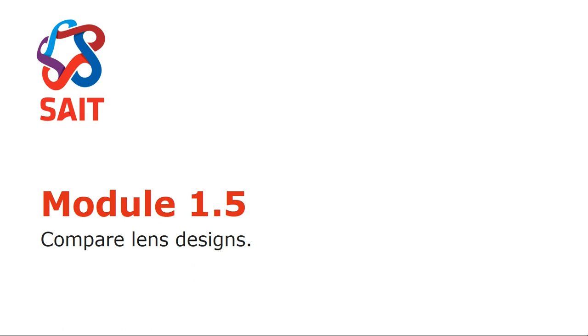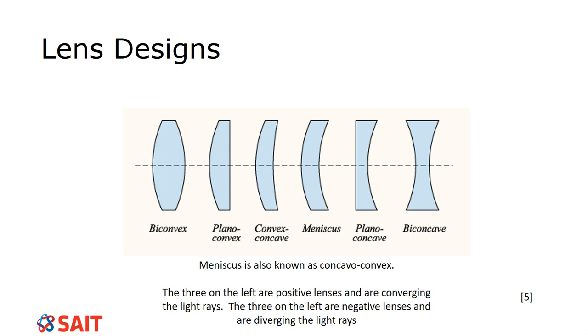So we're going to get into module 1, objective 1.5, and that is comparing lens designs. This one's really short, so I'm just going to do this one really quick. And then in a new video, I am going to be covering objective 1.6.